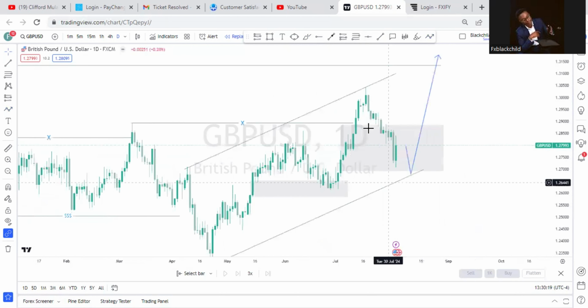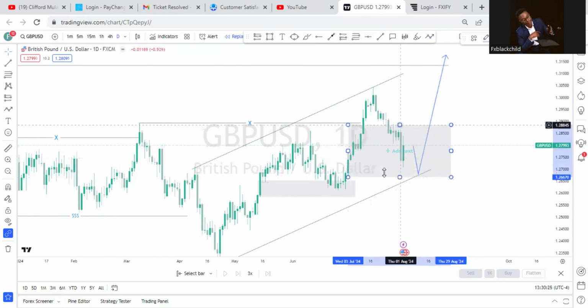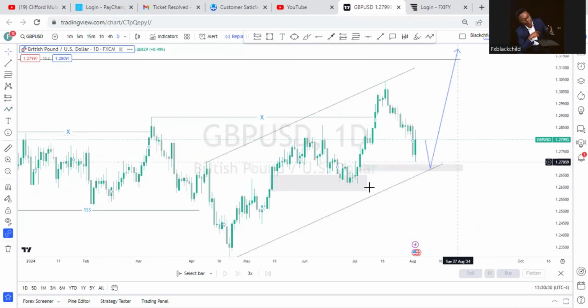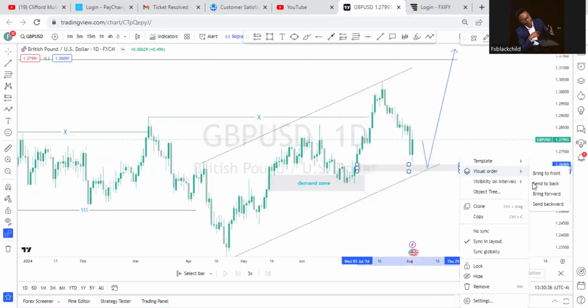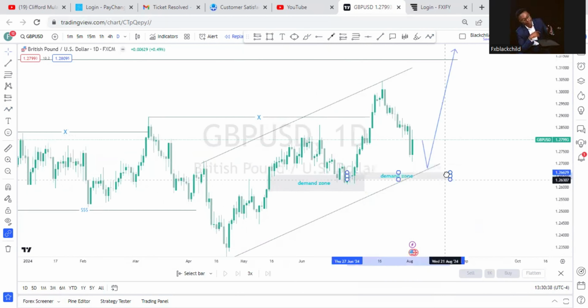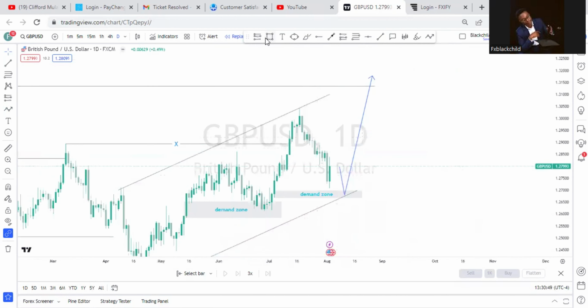Why should you expect these things? Well, I'm seeing that there's a breaker block right here. If you follow my videos, the breaker blocks are not something that I've done that is very new. But yeah, so this is like a demand area. And then we have another demand area. So demand areas are more like discounted areas where price is offered to be bought at a cheaper price. Yeah, so this is something that we need to be prepared for the week.